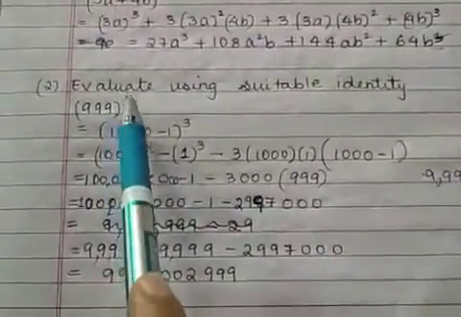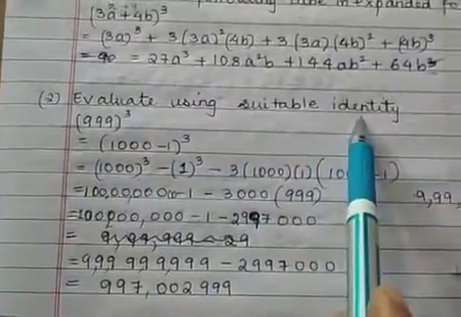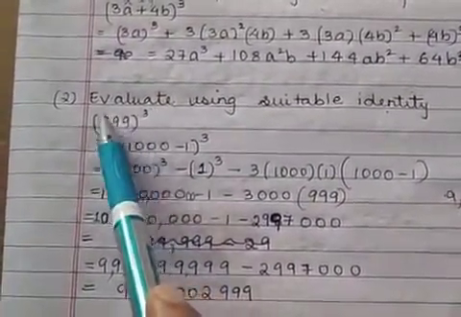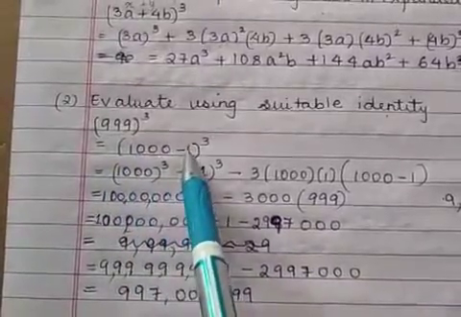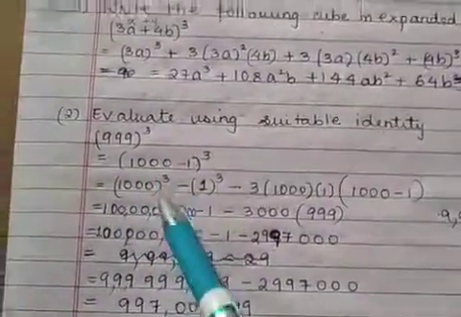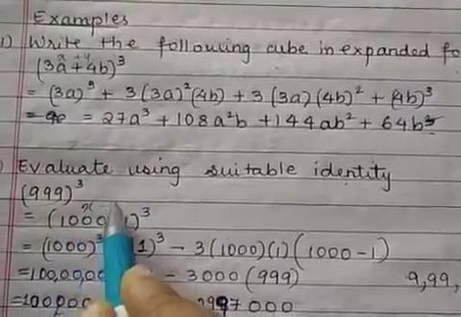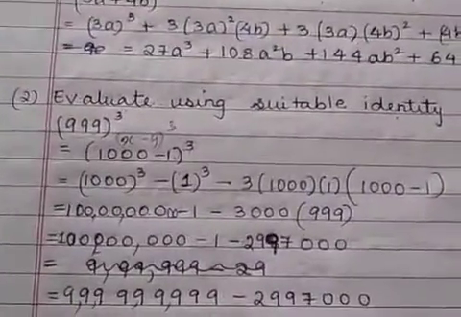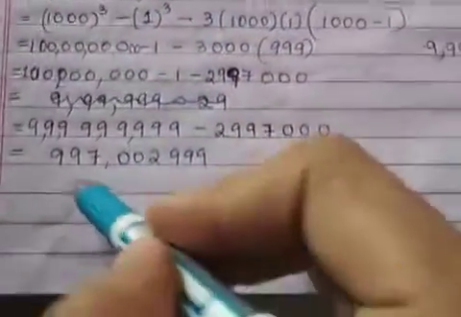Next, evaluate using a suitable identity. So you have 999 the whole cube. Now this can be written as 1000 minus 1 the whole cube. Now you can use the x minus y the whole cube identity here. Either you can use the first one or the second one. It's up to you which one you use, and then you can simplify and get the answer.